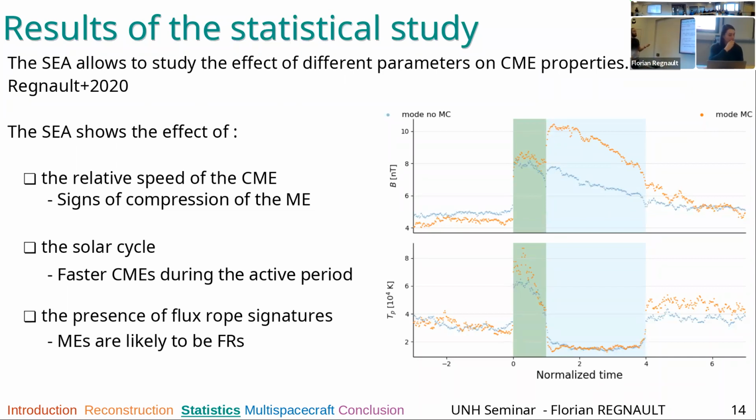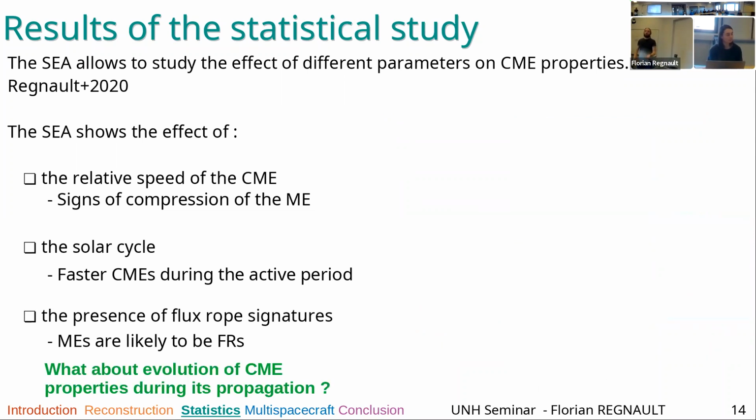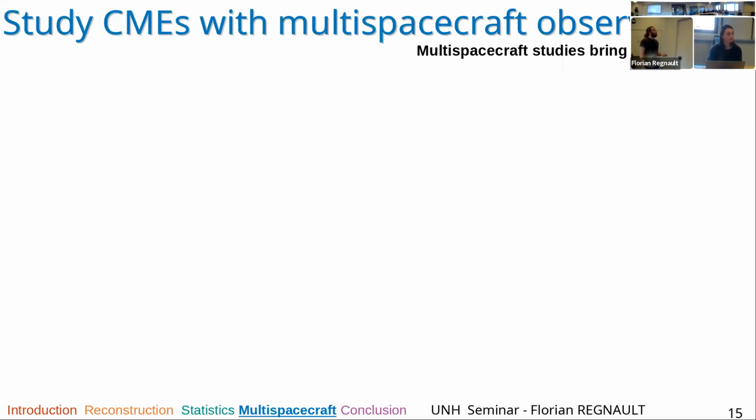Okay, so this is a way to get information about CMEs at one point in interplanetary space. Everything I just showed you in the statistical study part was at Lagrange one point using one spacecraft. But now we want to study the evolution of the CME properties during propagation. This is quite hard to do using only one point of measurement in interplanetary space, and this is why we try to study CMEs with multi-spacecraft observations.